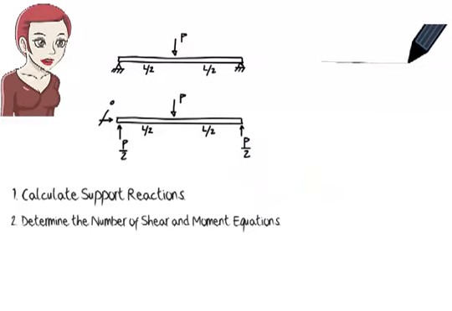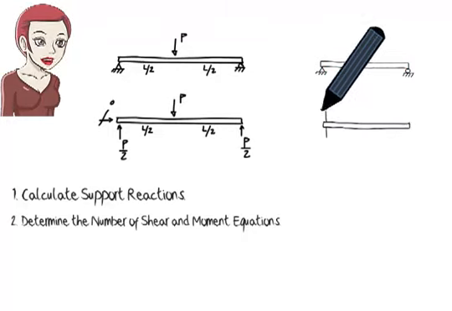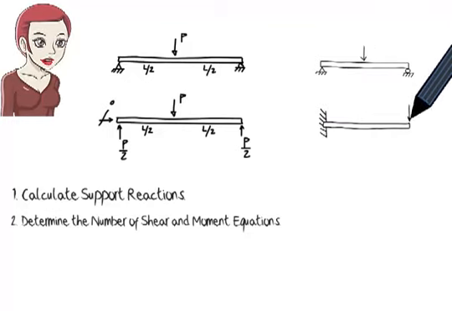Let's spend a few minutes examining several cases here. How many pairs of shear and moment equations do we need for this beam? The load divides the beam into two segments. Therefore, we need two sets of equations. One set of equations for the left segment, another set of equations for the right segment. Here, the load does not divide the beam into multiple segments, as it is applied at the tip of the beam. Therefore, we only need one shear equation and one moment equation for the entire beam.